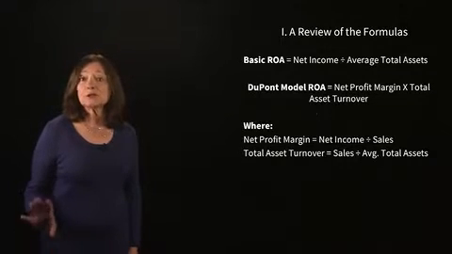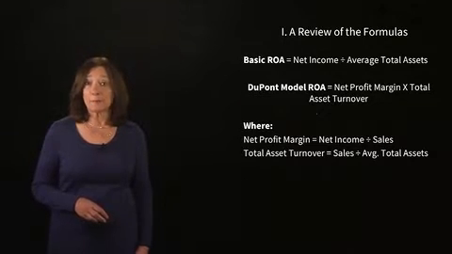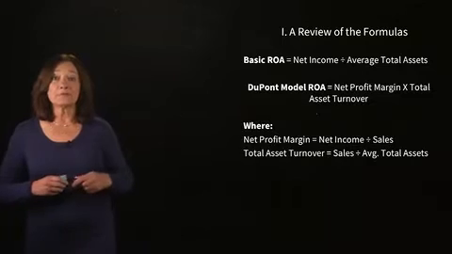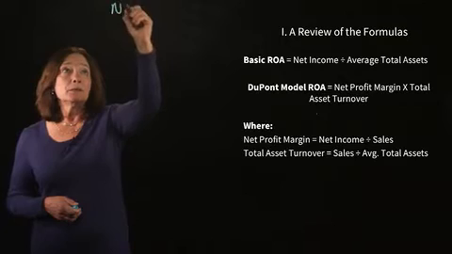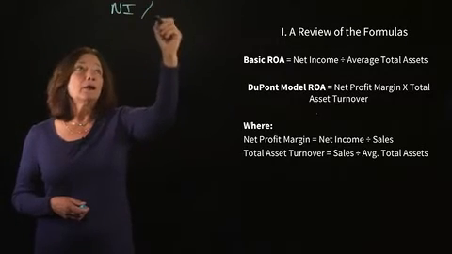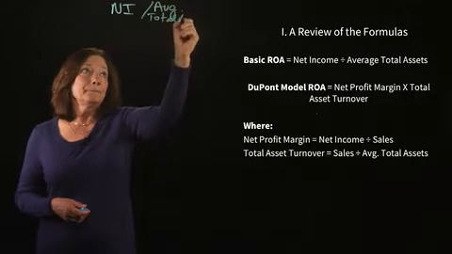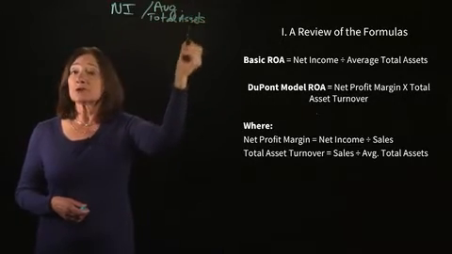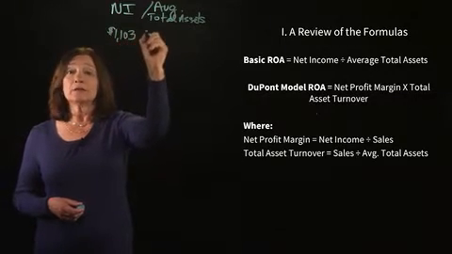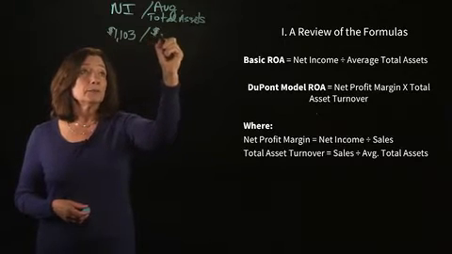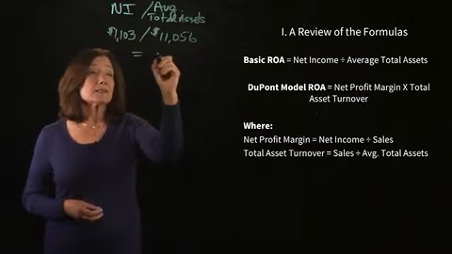So now let's take a look at these formulas using Chicago Serial's Year 2 information. So we'll start with the basic formula to calculate ROA. Here we're taking net income and dividing it by our average total assets. These numbers for Chicago Serial are 1,103,000 divided by 11,056. This gives us a return on assets of 10%.